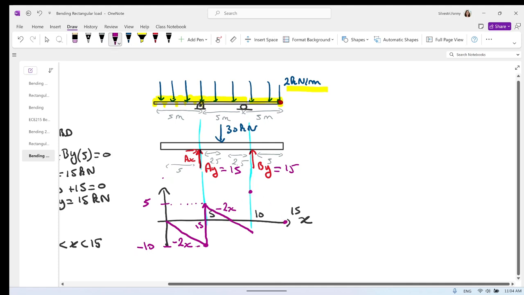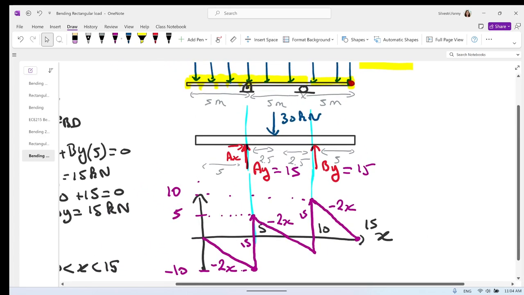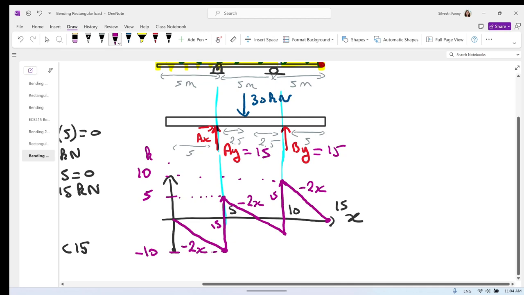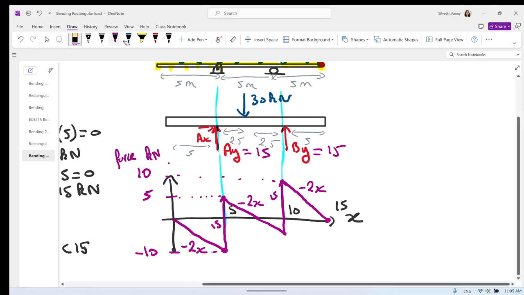This is maybe a little bit too steep. You just make it a little bit less steep. It's -2x for 5, so this one should be 10. And between both of them, we have +15. And so this diagram, I can make it bigger. This is in kilonewton, and this is the shearing force, in kilonewton.